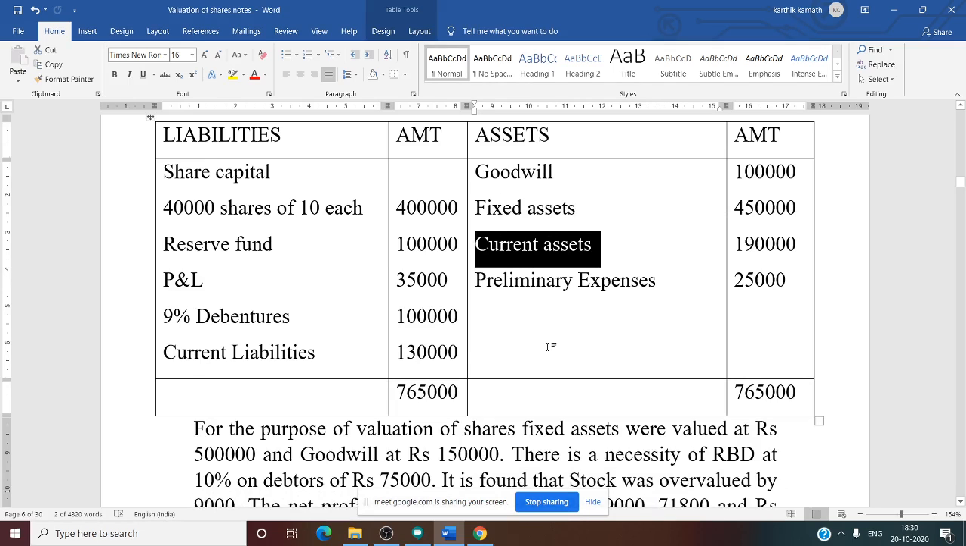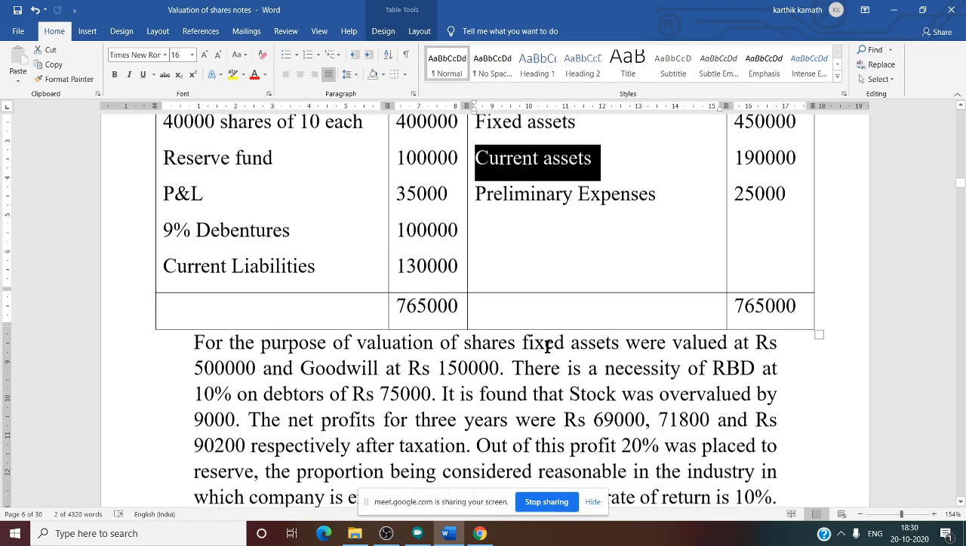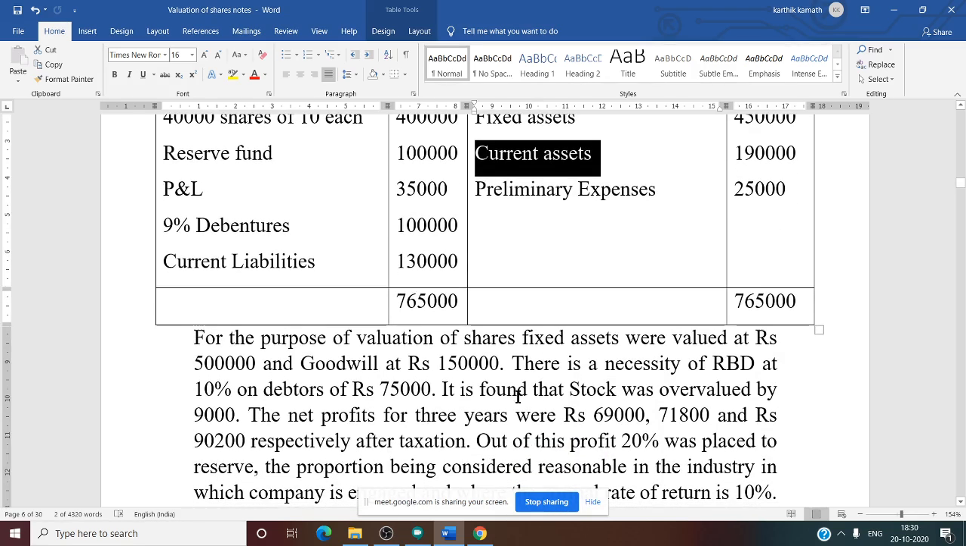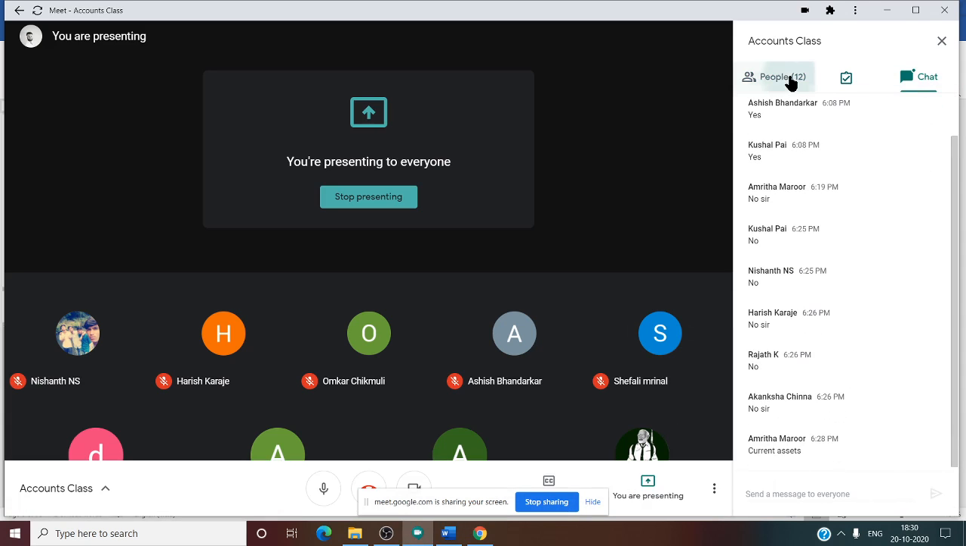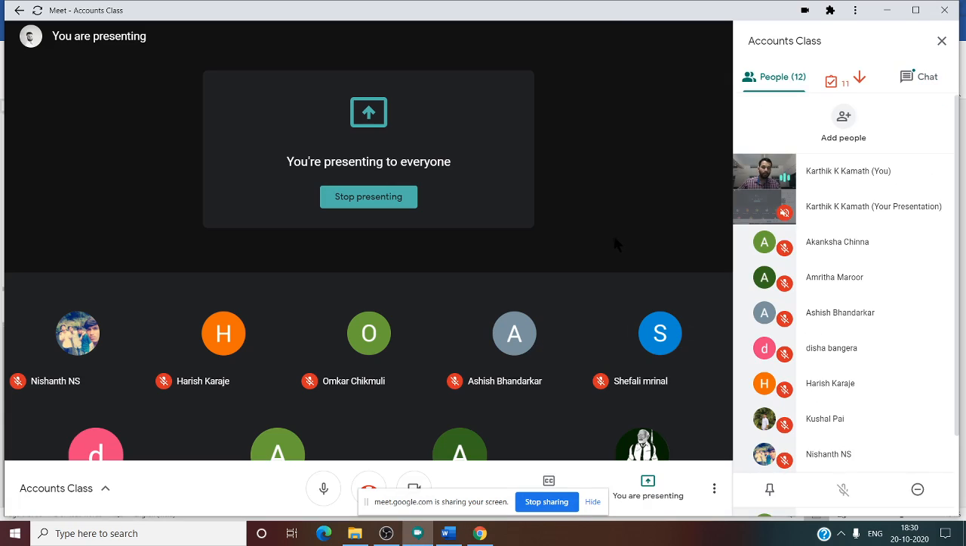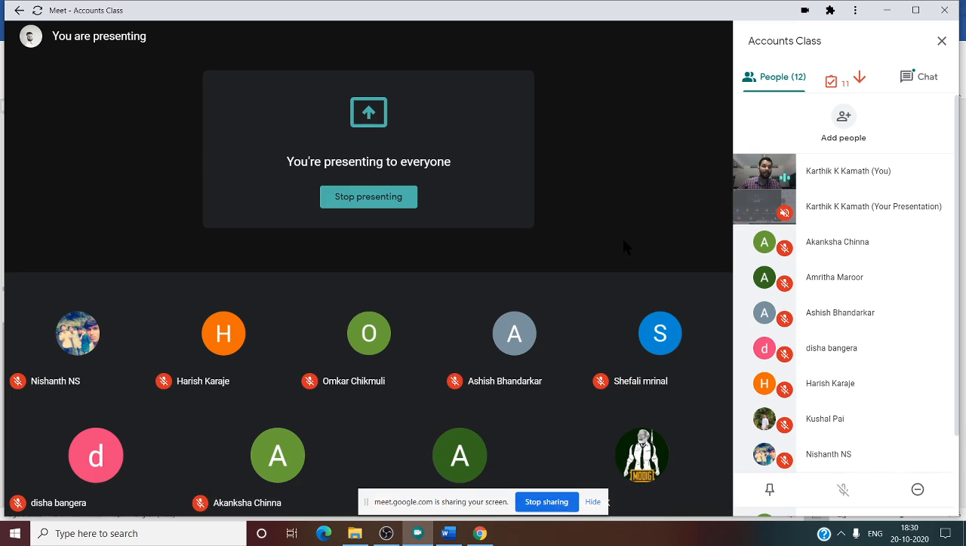Current asset includes debtor also, current asset includes stock also. So stock overvalued by 9,000 means, suppose the stock value is 1 lakh, let us assume stock value is 1 lakh. Now it is overvalued by 9,000, so the total is 1 lakh 9,000. So there is an excess amount.